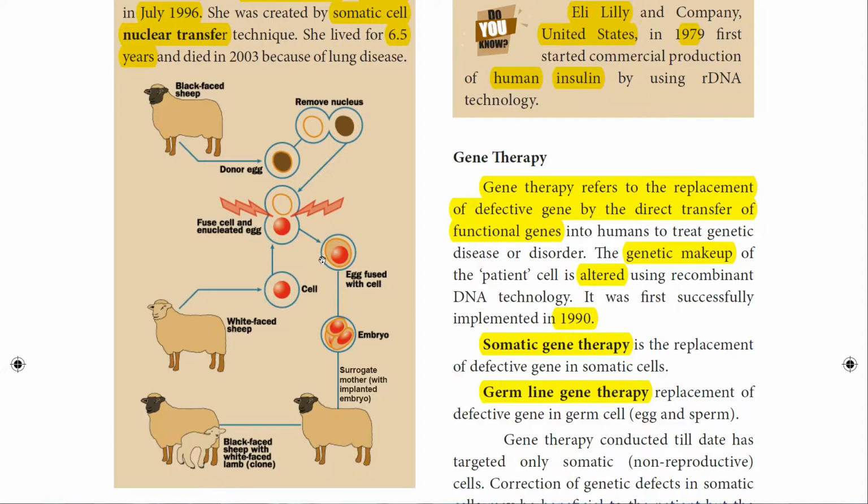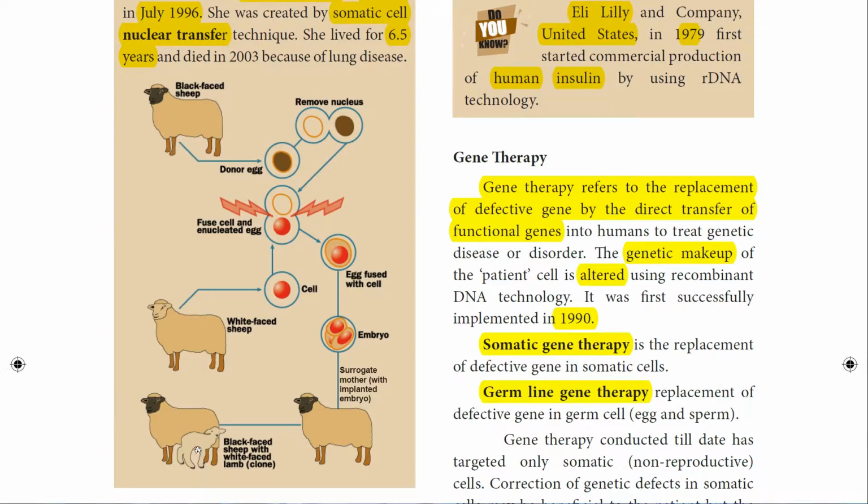And this fused cell, the cytoplasm with the nucleus, becomes the embryo, and it has the capacity to divide and make more number of cells. The egg fused with the nucleus is inserted into a surrogate mother, which is also a black-faced sheep. The surrogate mother will develop the embryo in its womb, and Dolly was born. She had a white face, but was given birth by a black-faced mother.